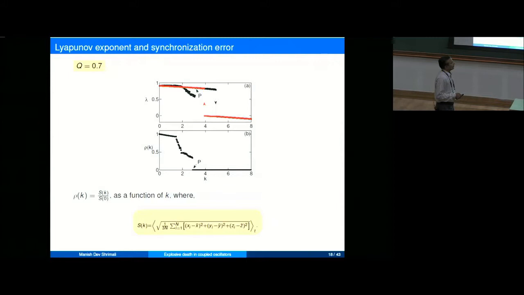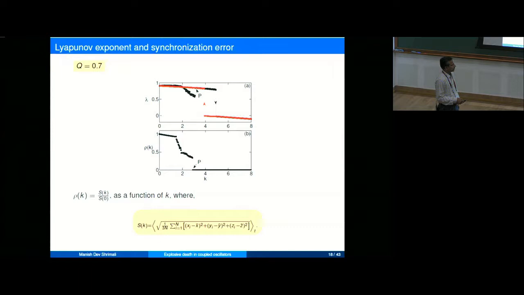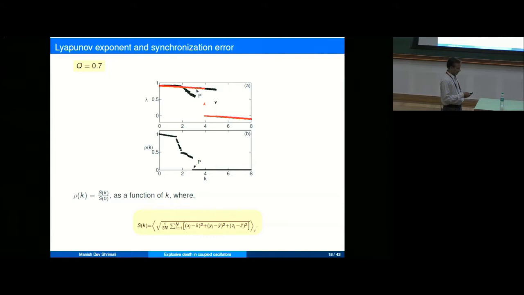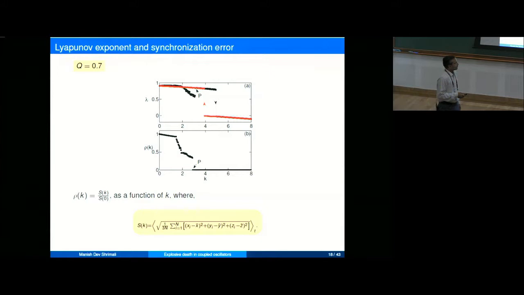And we have also calculated the Lyapunov exponent and the synchronization error. You can see that first the system goes to the synchronized state here, and then there's a sudden jump in the amplitude also, which is reflected in the synchronization error also. First they are synchronized, and then this homogeneous steady state is stabilized.